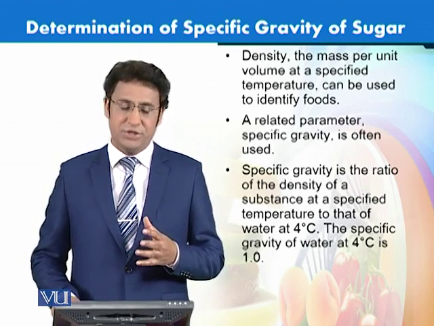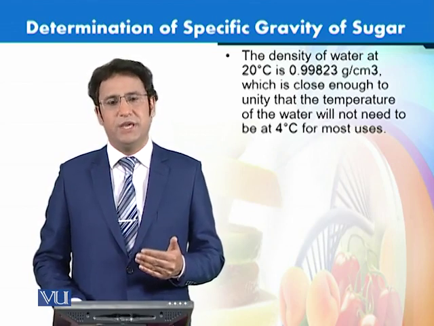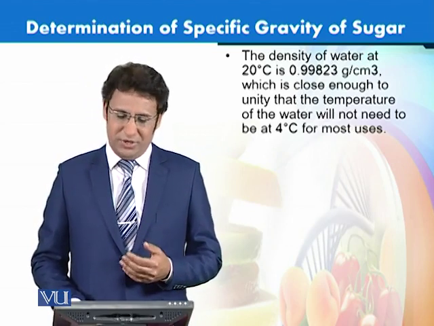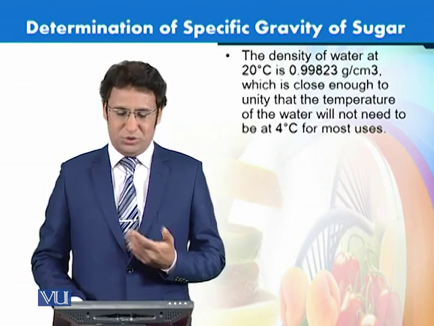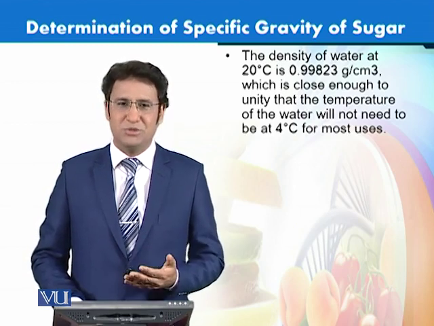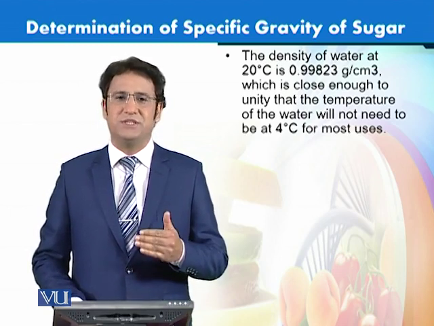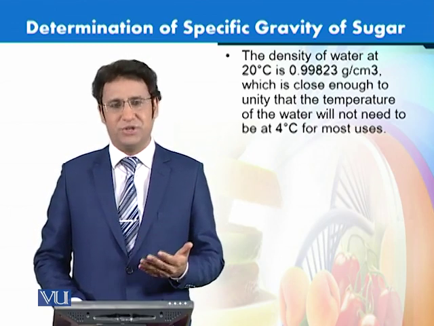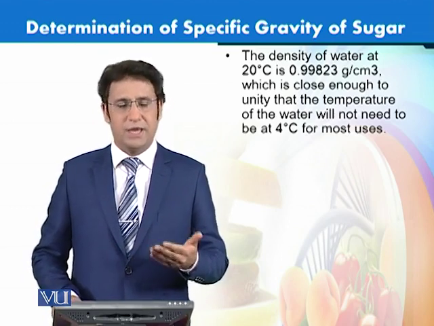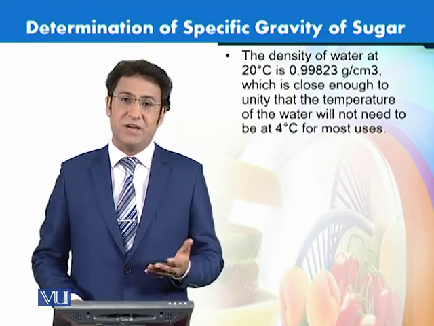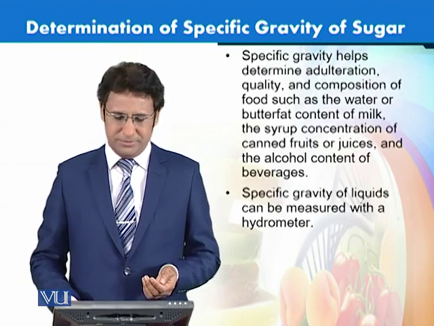But this can change. For example, if they measure the density of water at 20 degrees C, it would not be exactly 1, but it would be 0.99823 gram per centimeter cube. So you see, this is very close to 1, but it's not 1. So we have to measure this at 4 degrees C for exact calculation purposes. It has to be measured for most uses. And the density is measured as gram per centimeter cube, whereas specific gravity, because it's a ratio, would not have any units to be described.